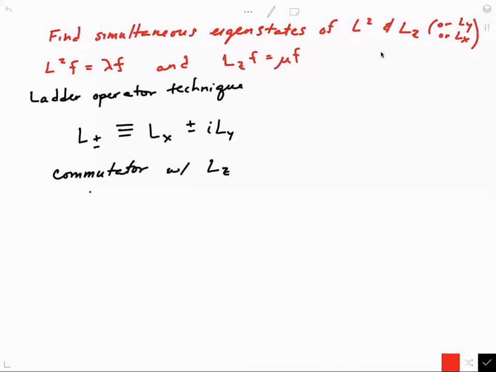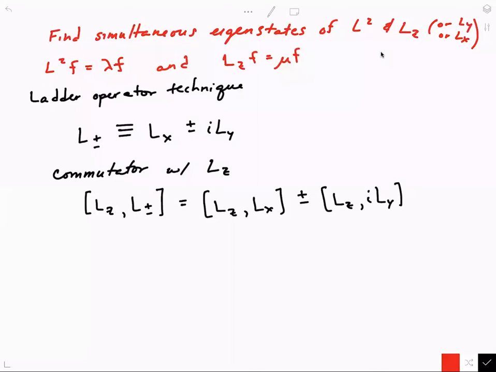If we're looking at the commutator with Lz, we're looking at what is the difference when you apply one and then the other. So with Lz, we see that we can break our ladder operator into Lx, and again, it's either plus or minus. I'm kind of condensing two equations into one line here. And then we've got I Ly. We've already done this work, and we know that Lz commutated with Lx gives us I h bar Ly. That is the difference when you apply them in a different order.